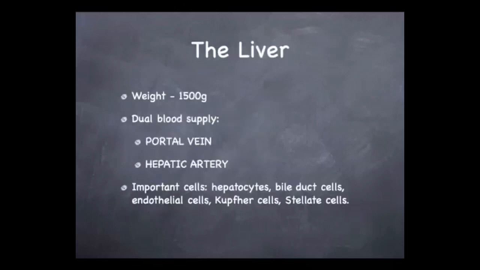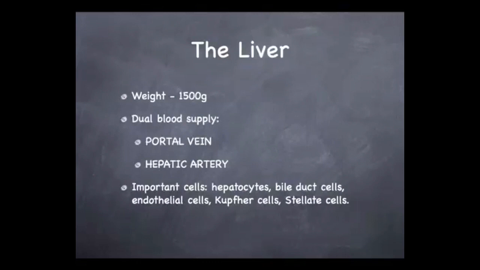So the liver is the largest solid organ in the body, having a weight of 1,500 grams. It has a dual blood supply via both the portal vein and the hepatic artery. Important cells of the liver include hepatocytes, bile duct cells, blood vessel cells, Kupffer cells, and stellate cells.